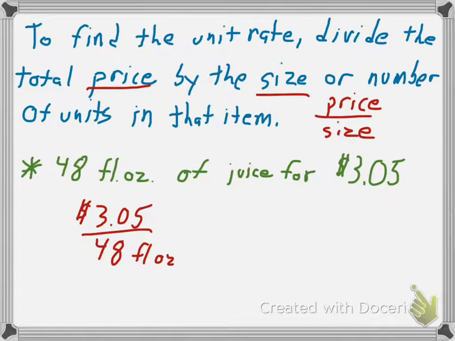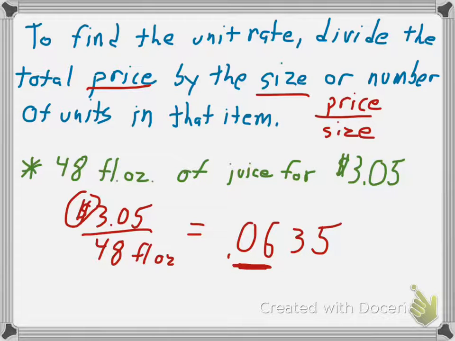Now I can go ahead and divide 3.05 divided by 48, and that equals 0.0635. Now, we have to be paying attention here. Because we're dealing with money, we can only go 2 decimal places in our answer, because 2 decimal places for our answer would be the nearest cent. So I can only go this far with my answer, meaning I need to round to the hundredths.